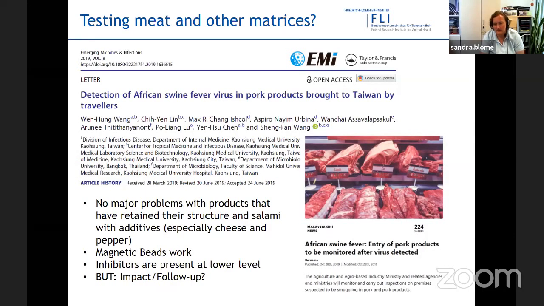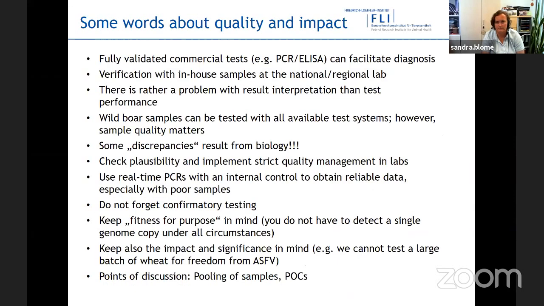If you find somebody at the airport that is bringing a sausage and the sausage is positive, what does it tell you and what will you do? In the end, it's a rather expensive assay, and we have to also see what is the follow-up. If you really want to test it, there can be applications. We have found out that magnetic bead-based extraction methods are suitable for most matrices. There are inhibitors present at a lower level, but they do not exclude the diagnosis. So keep in mind what you will do with the results. But in the end, yeah, it's possible.